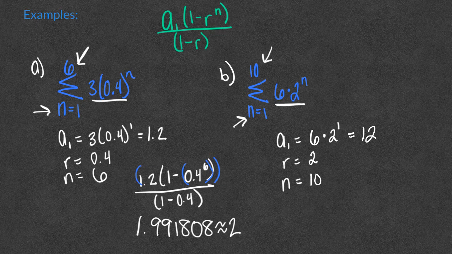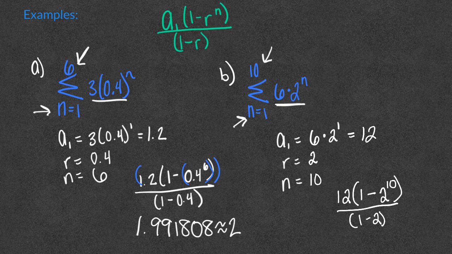All right, going ahead and plugging it in. So I'm going to start off with my a sub 1, so my 12. I'm going to multiply that by 1 minus my common ratio, which is 2. This time it's going to be raised to the 10th power. And then I'm going to divide that by 1 minus 2. So when I put that into my calculator with its added parentheses, I end up with 12,276.